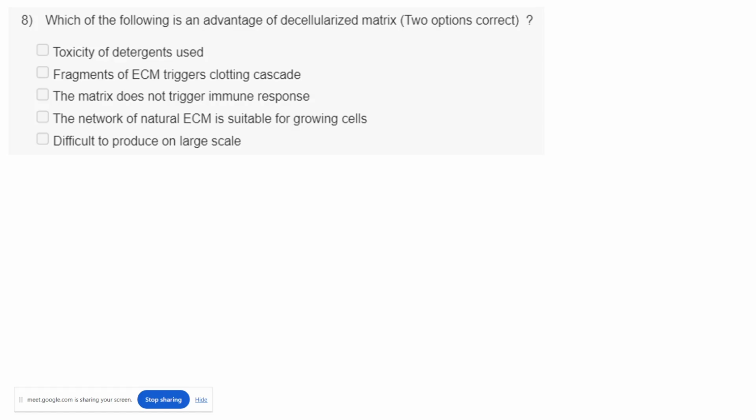We have the next question here. Which of the following is an advantage of decellularized matrix? You have to select two correct options here. Option 3 and 4. Okay. Option 3 and 4. Okay.